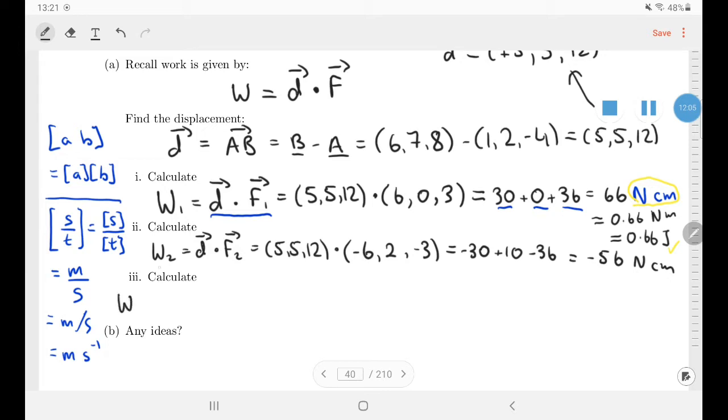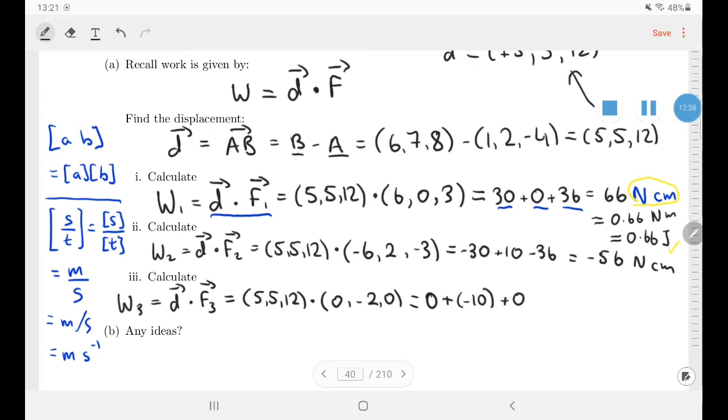And then the last one, the work done. Now, notice you don't have an arrow on the work because the work is a number, not a vector. So the third bit of work is the displacement dot product with the third force. 5, 5, 12, dot product, the force is 0, minus 2, 0. And so you get 5 by 0 is 0, plus 5 by minus 2 is minus 10, plus 12 by 0 is 0. Remember, 0 times anything is 0. And 0 minus 10 plus 0 is minus 10 Newton centimeters. Right. So that's calculating the three works.